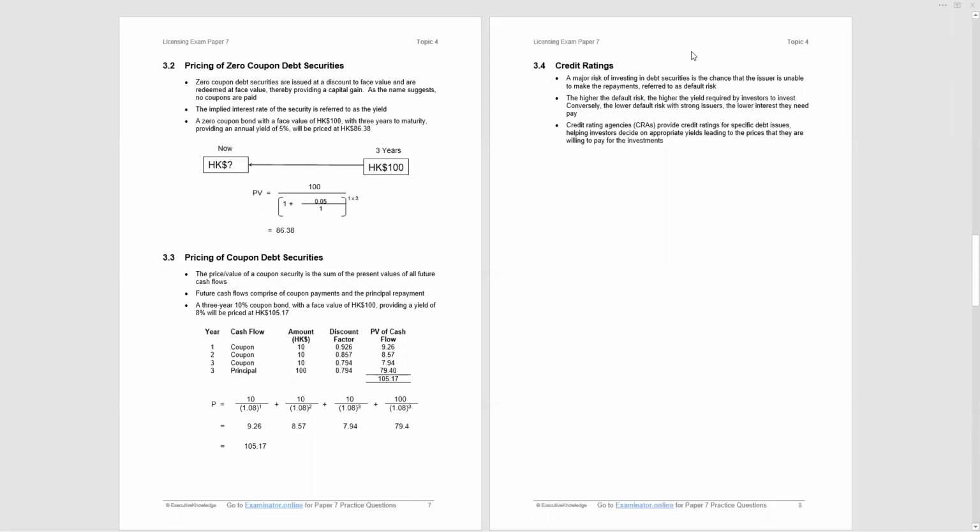So those four terms, the 9.26, 8.57, 7.94, and 79.4, are all in present value. We can add them together. There is the present value of the future cash flows, 105.17. And in table form, we introduce the discount factor, and the discount factor is just the denominator of each calculation in decimal form.